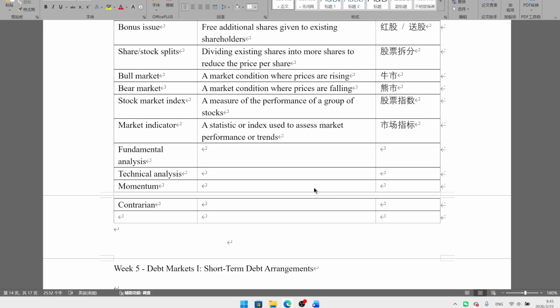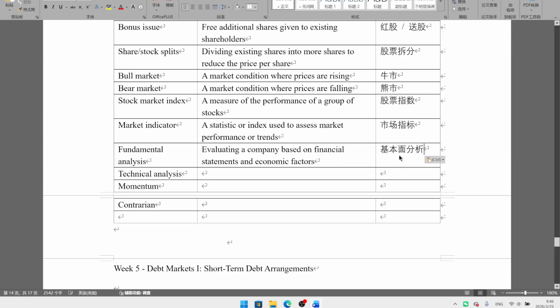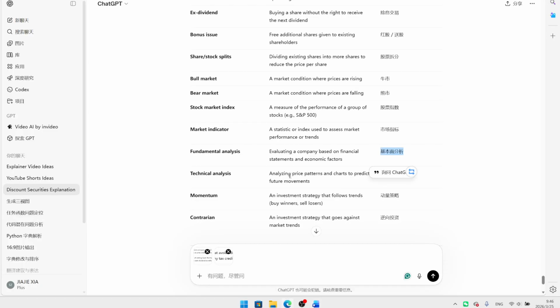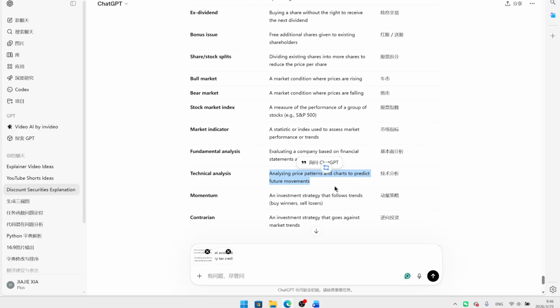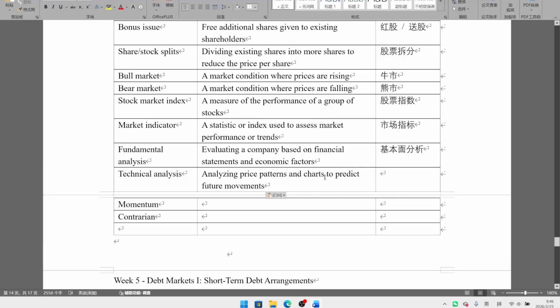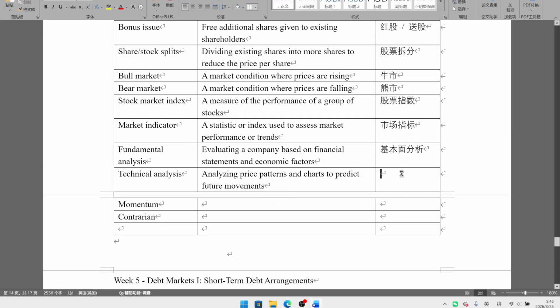Fundamental analysis, evaluating a company based on financial statements and economic factors. Next one is technical analysis, analyzing patterns in the charts to predict future movement. Yes, I've learned that before.